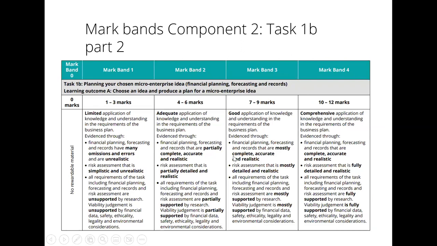The second part of task 1B is then the second part of the business plan. We give you a template, and they have to use the template we give you for the business plan. You'll be able to see on that template where it roughly fits. The second part of the business plan is about the financial planning. So that's break even, cash flow, profit and loss. The forecasting, the records, the viability, the risk assessment, all of that comes into this part of this task. Again, if you look at the descriptors, they're the same. Limited is markdown one, adequate is markdown two, good is markdown three, comprehensive is markdown four.